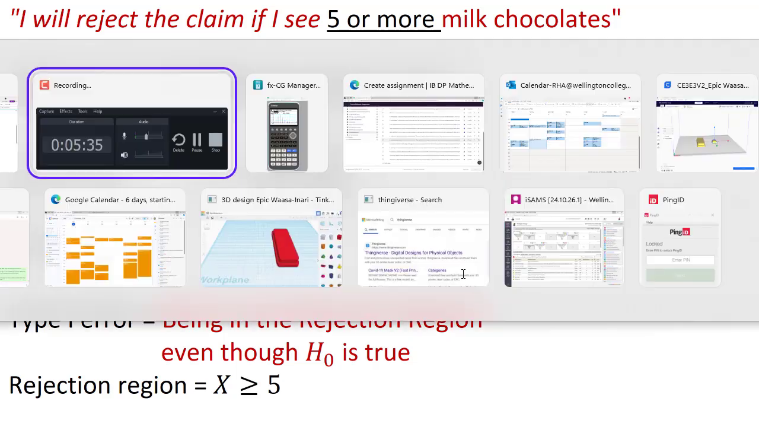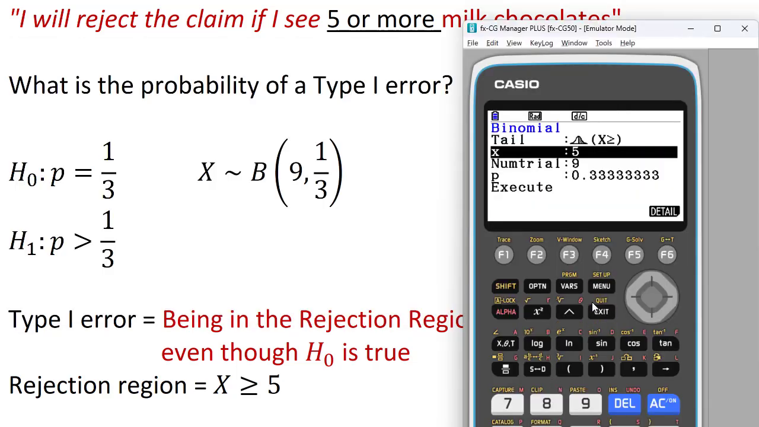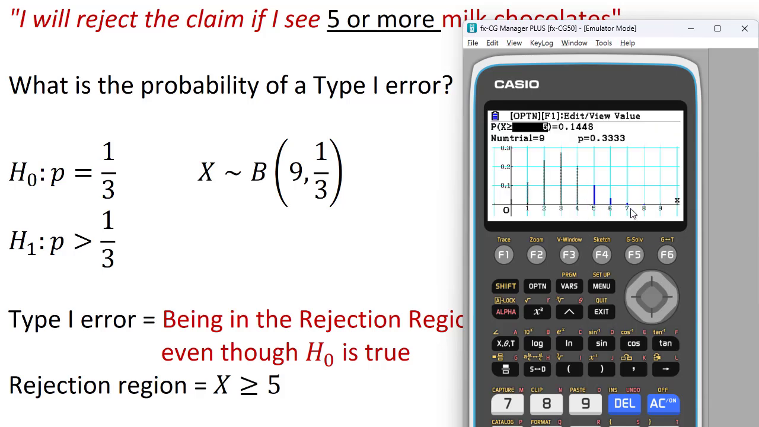Let's just do it on the calculator. And so we set it up and run it. We can see what we're looking at here is the rejection region, the shaded bit, and its size is 14.5%. So the significance level and the probability of a type 1 error is 14.5%.